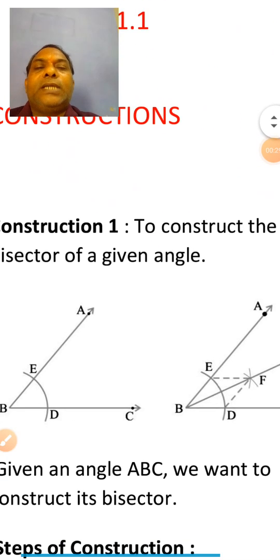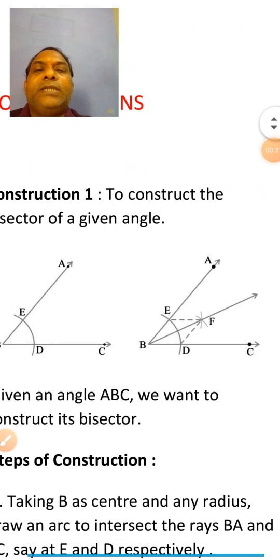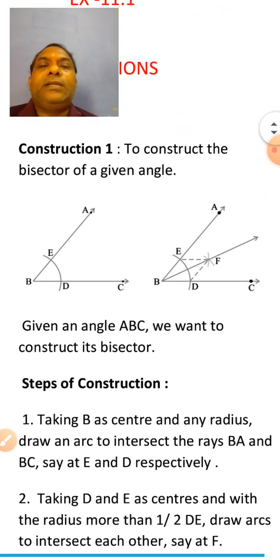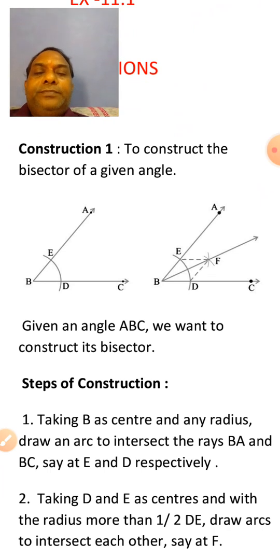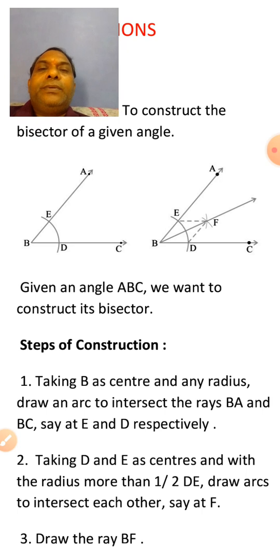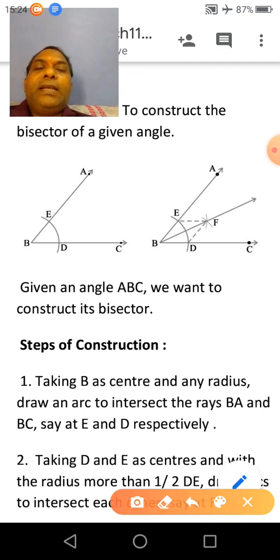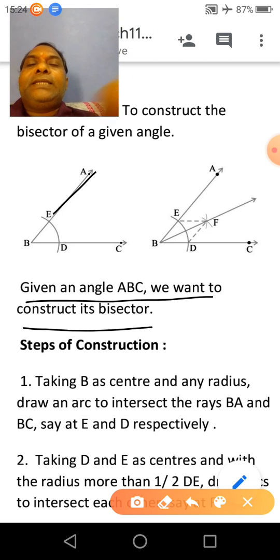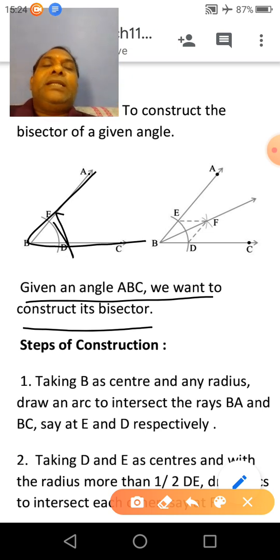So, first construction, to construct the bisector of a given angle. Given an angle ABC, we want to construct the bisector of the given angle. Angle ABC is given, this one, clear? We have to bisect this angle.